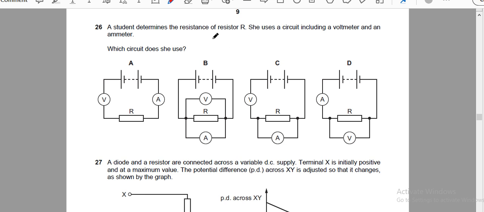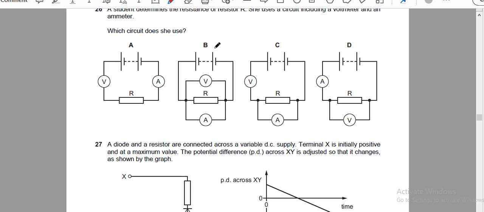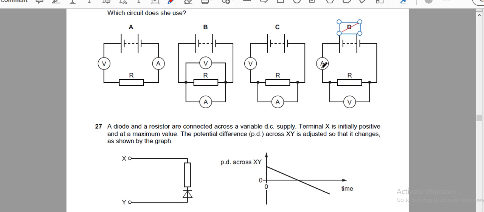A student determines resistance R. Which of the circuits can be used? It is D, because the voltmeter is placed at the terminals of the resistance, and the ammeter is connected in series.